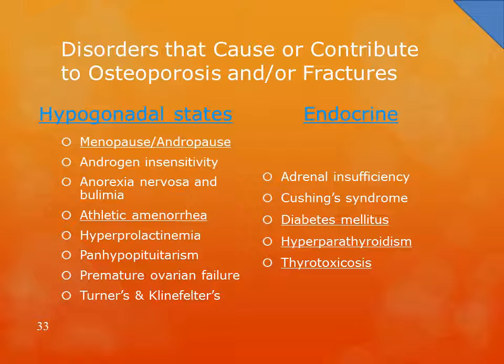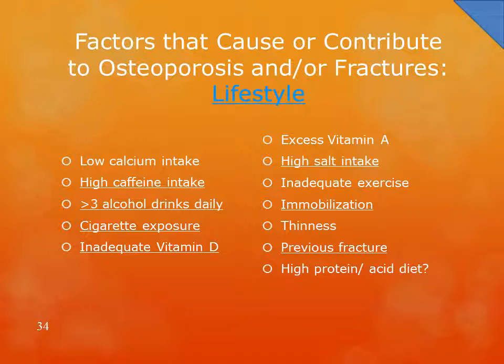Hypogonadal states will do it. So anything like menopause or athletic amenorrhea, which we'll talk about in the repro unit a little bit, will put you at risk for osteoporosis and/or fractures. Other kinds of endocrine conditions like diabetes. Diabetes is a significant risk factor for osteoporosis, as is hyperpara, which we talked about, and thyrotoxicosis.